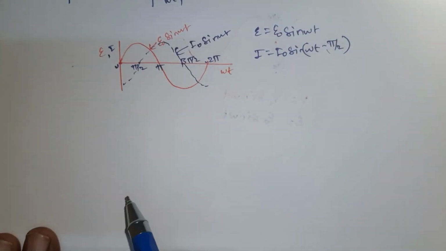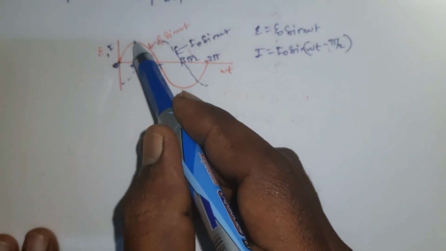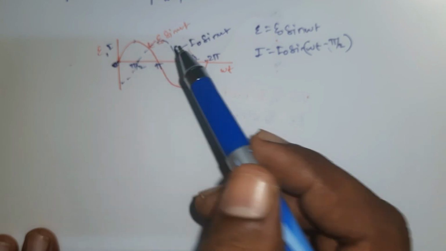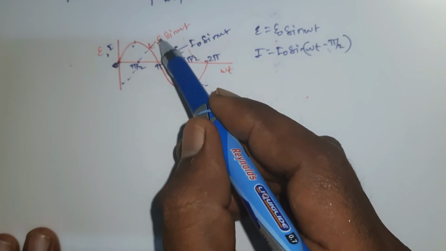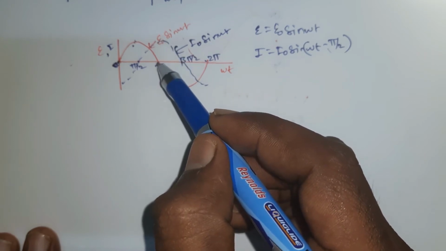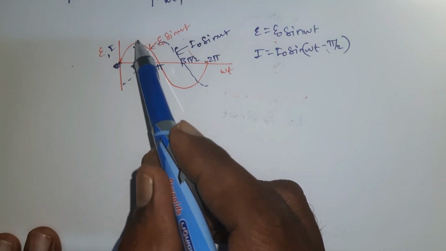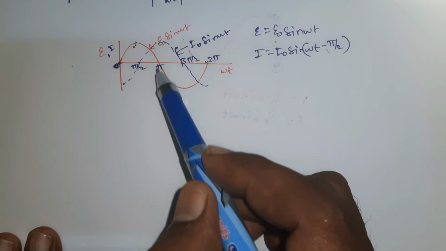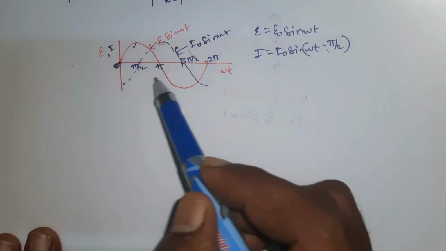From this graph we can understand that at pi by 2 voltage is maximum but current is 0. At pi current is maximum but voltage is 0. First maximum for voltage at pi by 2, first maximum for current at pi. So the phase difference between current and voltage is pi by 2.